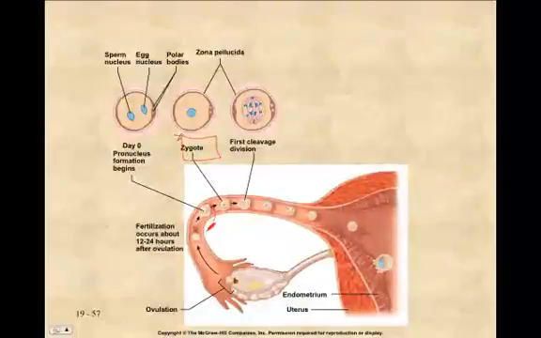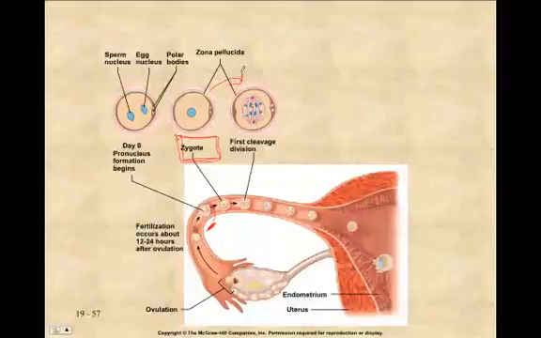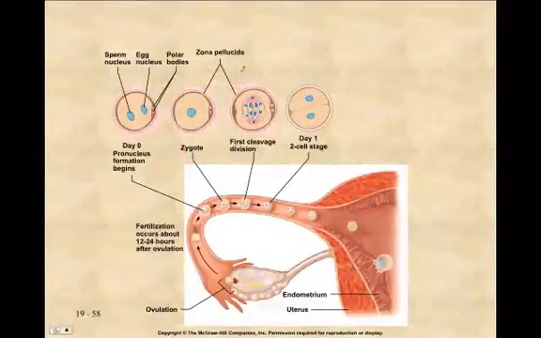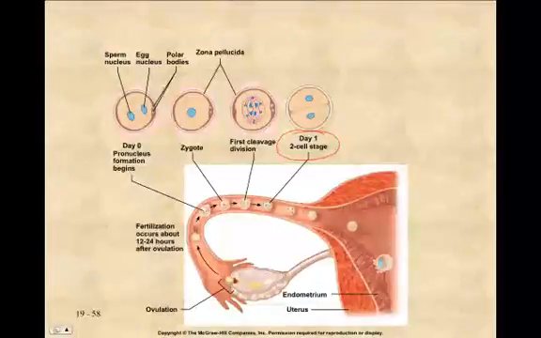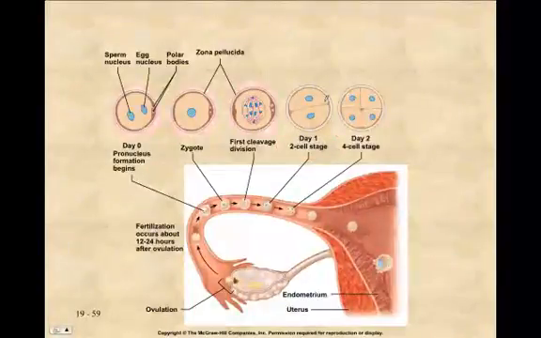So once we have the fusion of the genetic material from the sperm cell and the egg cell, we have a zygote. And shortly after the formation of that zygote, that cell will undergo its very first mitotic division. So it's going to undergo mitosis. Then, day one, you have the two-cell stage, meaning that the egg now consists of two cells.